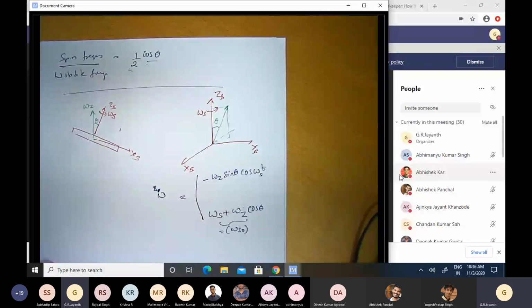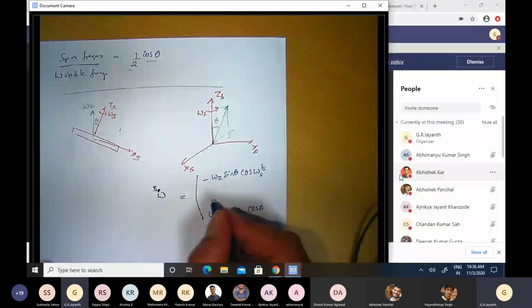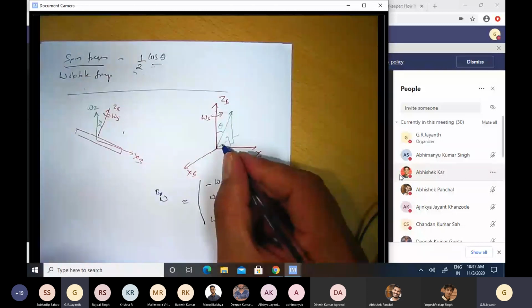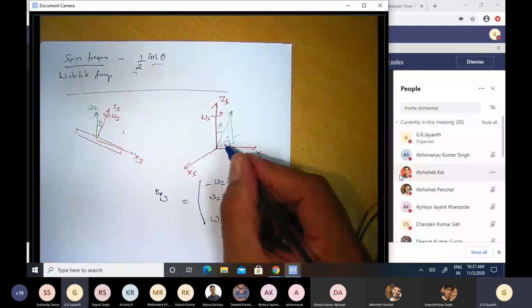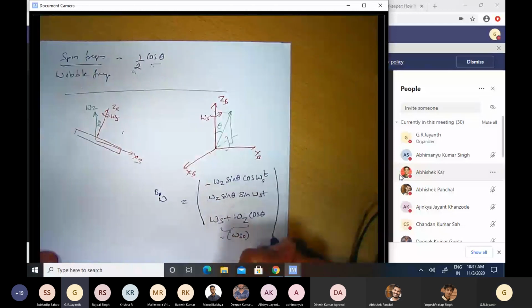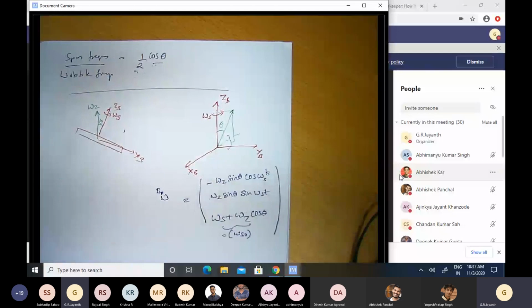The y component will be omega z sine theta once again. It will become positive as time progresses because this is spinning relative to the body in the clockwise sense, and therefore this will be plus omega z sine theta sine omega s t. So this is going to be the representation of angular velocity in the body coordinate frame.